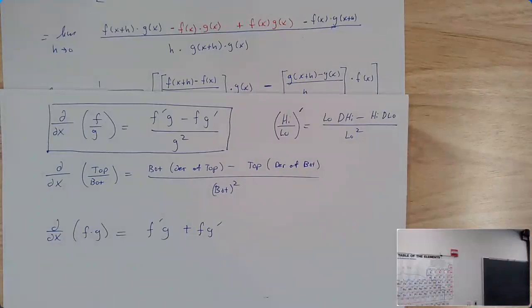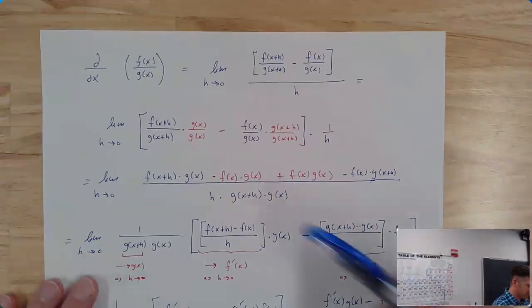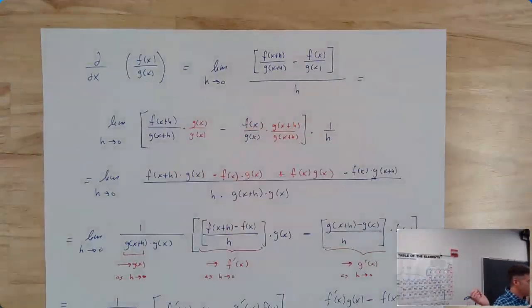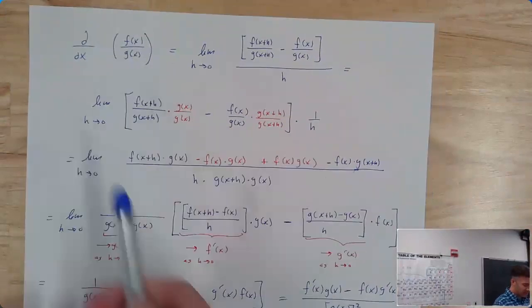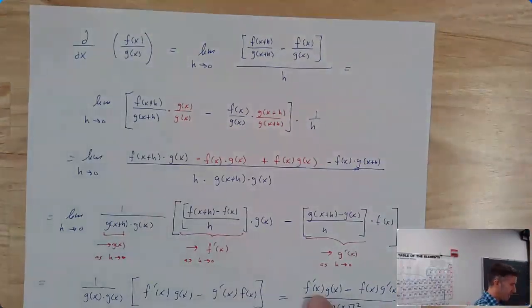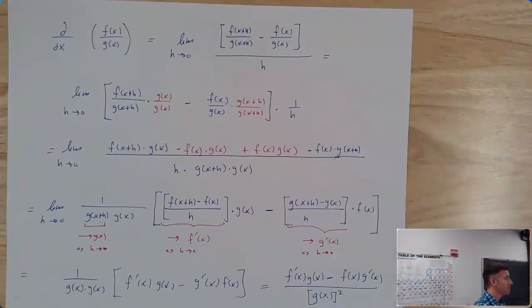I have proved the quotient rule by showing you that if I start with the derivative of a quotient of any two functions, I can get to the fact that the derivative of that quotient is equal to the bottom thing times the derivative of the top, minus the top times the derivative of the bottom, over the bottom squared. I proved it.